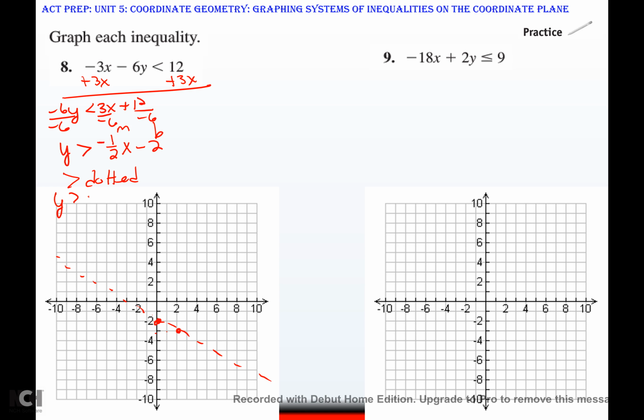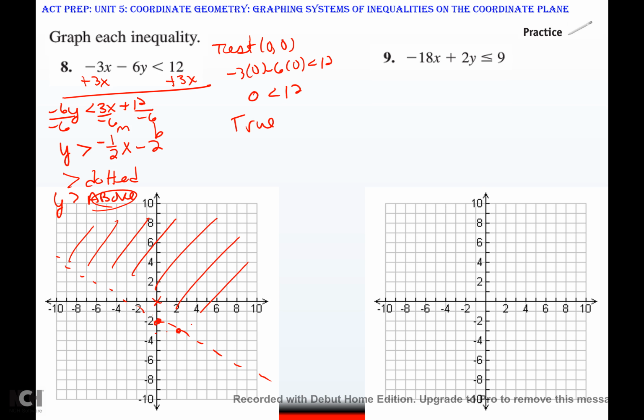And eating y suggests above, but I should test a point. If I test 0, 0, I get negative 3 times 0 minus 6 times 0 less than 12. Is 0 less than 12? Yes, that's true. Wherever 0 is, which is above like I thought, I'm going to shade.